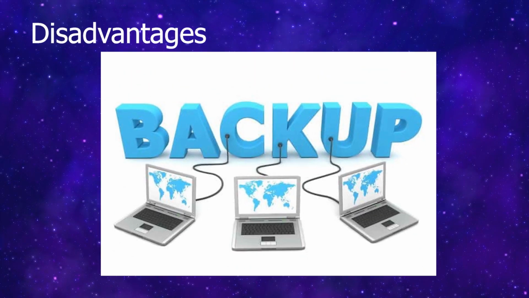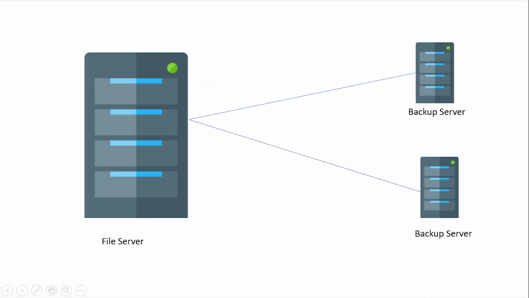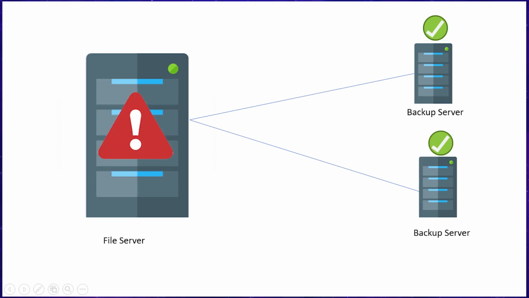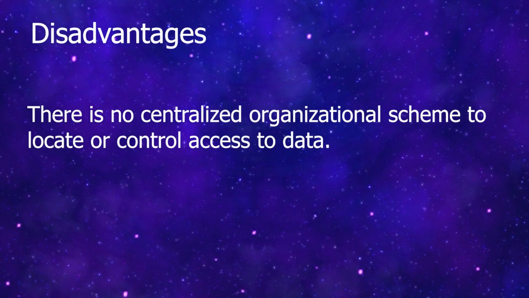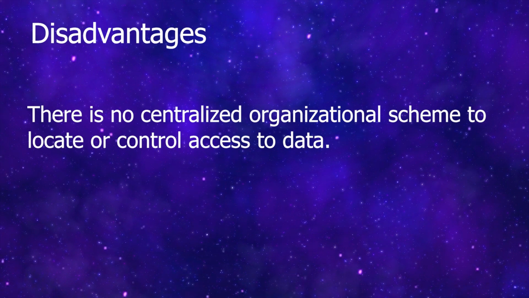Each machine must be backed up individually to protect all shared data, because in the client-server architecture we have a file server and also a backup of the file server. Suppose our main file server has some issue, then we can use the backup file server. In the case of peer-to-peer architecture, we don't have a backup and all the data are stored on the hard drive, and if there is some issue with the hard drive, then we may lose the data. There is no centralized organization scheme to locate or control the access of data.